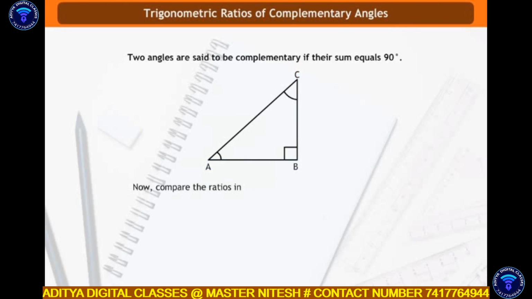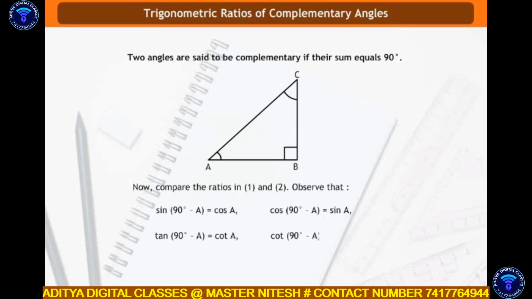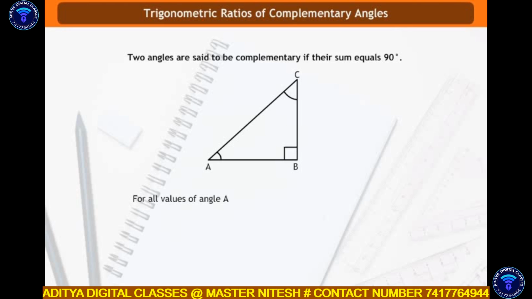Now compare the ratios in 1 and 2, and we observe that sin 90 degree minus A is equal to cos A. Cos 90 degree minus A is equal to sin A. Tan 90 degree minus A is equal to cot A. Cot 90 degree minus A is equal to tan A. Secant 90 degree minus A is equal to cosecant A. And cosecant 90 degree minus A is equal to secant A, for all values of angle A lying between 0 and 90 degree.